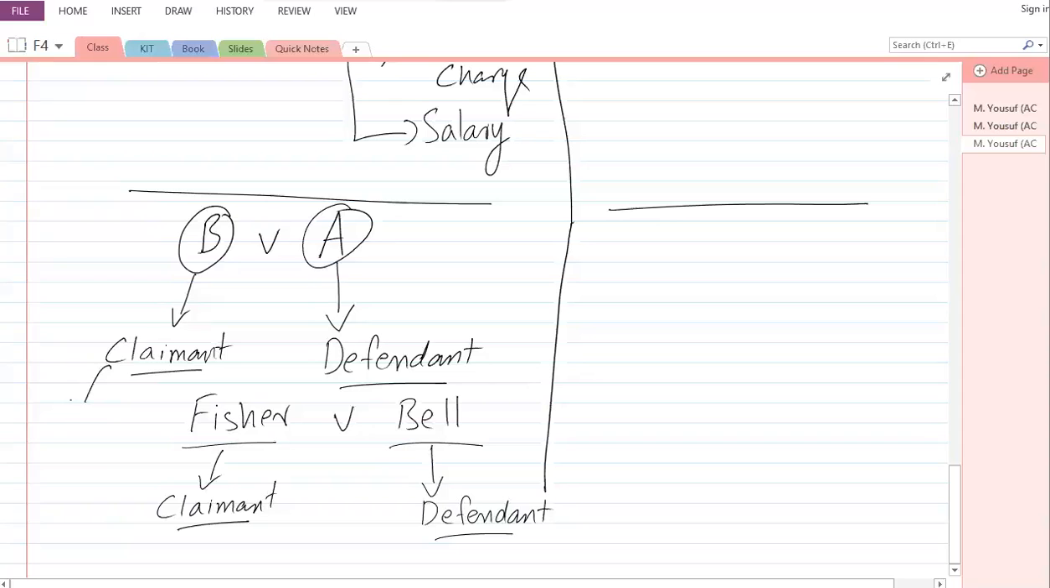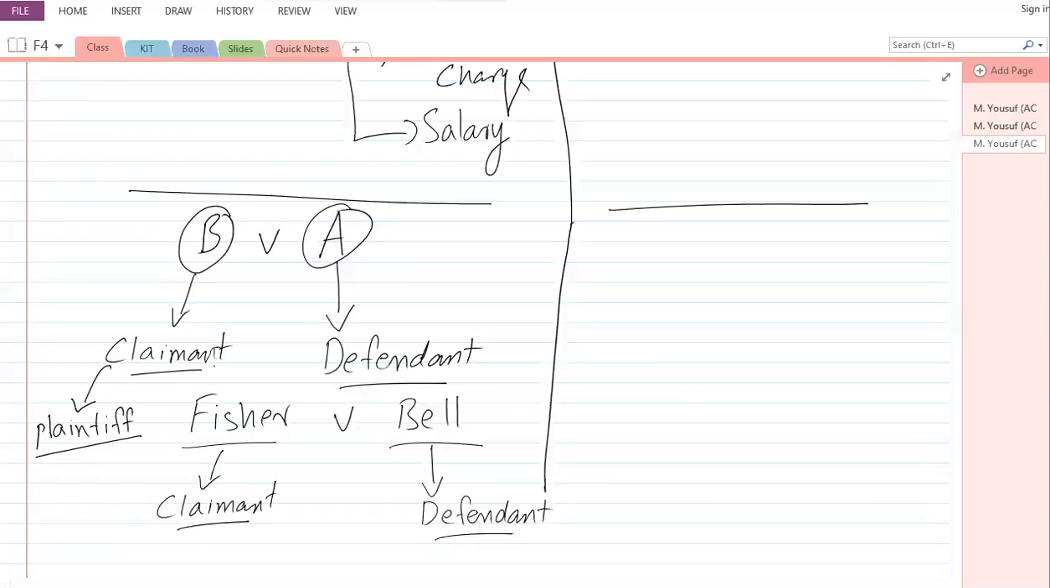There is another name. Instead of claimant, in some case laws there is another name called plaintiff. In some previous cases, before the 19th century, in the 18th or 17th century, the books use the word plaintiff. So the claimant is also called plaintiff. But nowadays it is called the claimant.